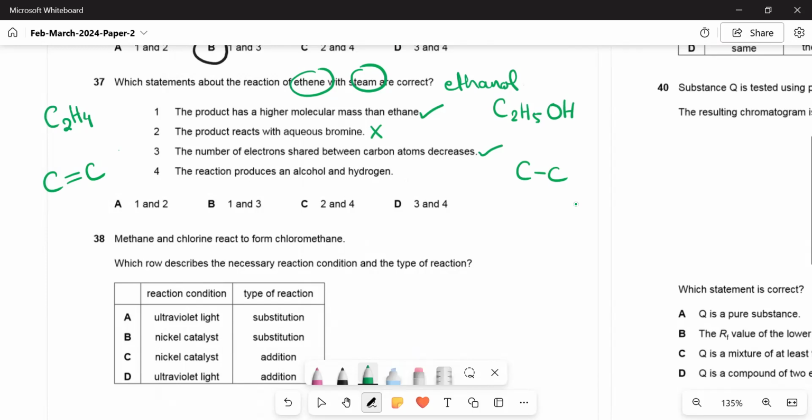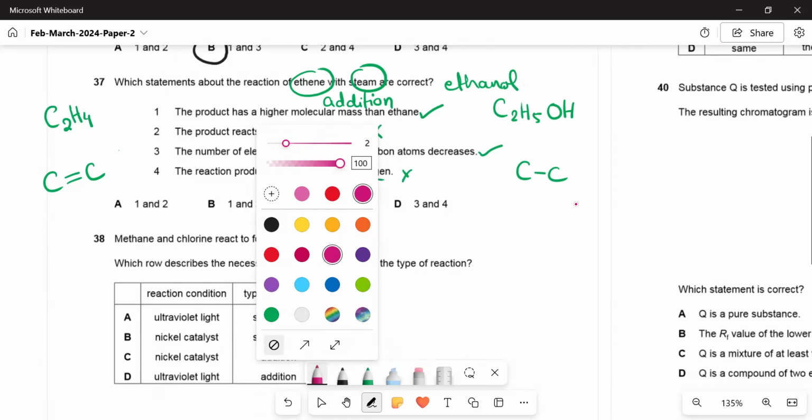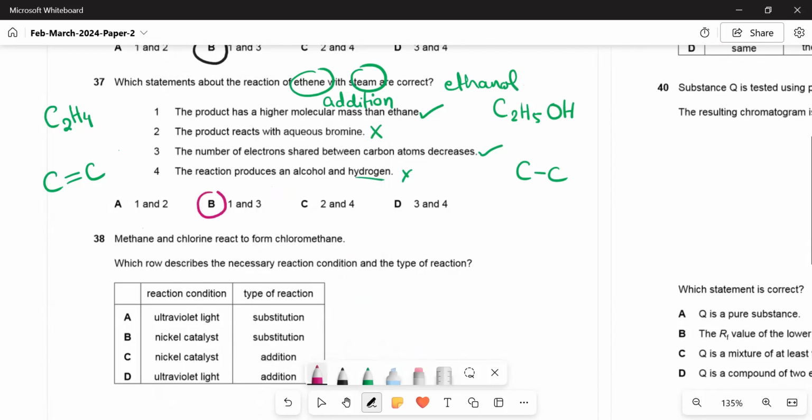The reaction produces an alcohol and hydrogen. Alcohol is produced but not hydrogen, because this reaction is an addition reaction, and in an addition reaction there is no byproduct. There is just one main product formed. So this means that option B is correct. Statements 1 and 3 are correct.